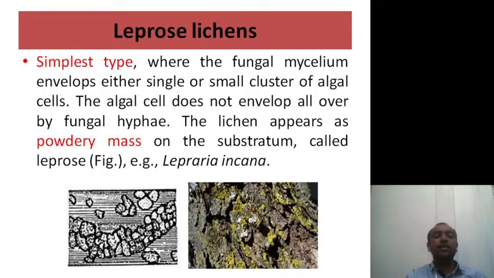So Leprose lichen is the simplest type. As you can see in the diagram, on the bark of the tree, in the second diagram, they are somewhat powdery masses on the substratum, where the fungal mycelium envelops either single or small clusters of algal cells. The algal cell is not enveloped all over by the fungal hyphae. It is basically a type of powdery mass, and the example is Lepraria incana.